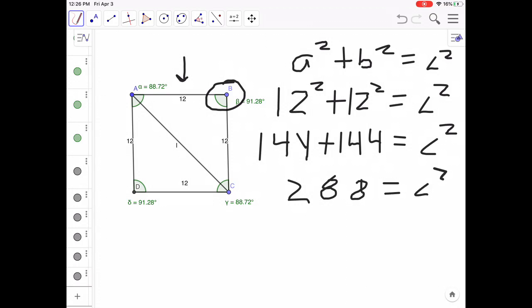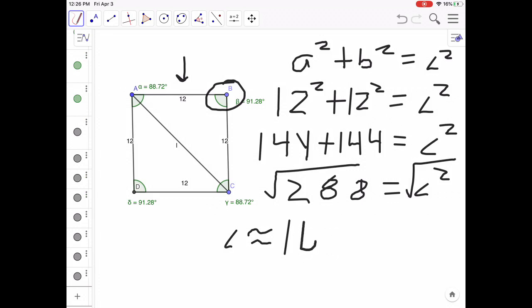And as we've talked about before, in order to isolate c, to get c by itself, we need to take the square root of that. That's very important. Don't forget the square root in order to undo the squaring of c. So 288 is not a perfect square. It's going to be an irrational number. So c is going to be about equal to 16.9705, and because it's irrational, it's going to go on forever without repeating. But 16.9705 feet. All right, so that's what we want to get our diagonal to be.